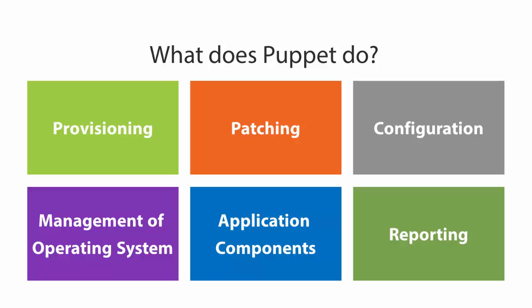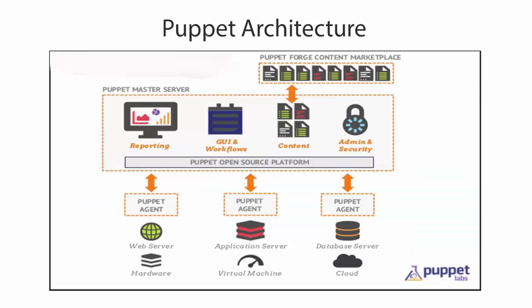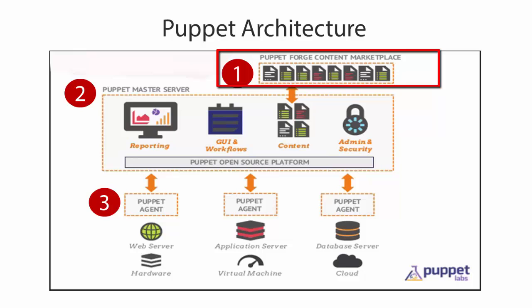For this purpose, Puppet Labs provides many third-party programs with Puppet. Let's take a look at Puppet architecture briefly. Even if this architecture looks a little complicated, just focus on three elements: Puppet Forge as a content marketplace, and Puppet Master and Puppet Agent. Puppet Forge is the marketplace for the Puppet content, such as modules. In Chapter 8, I will cover this topic in detail.